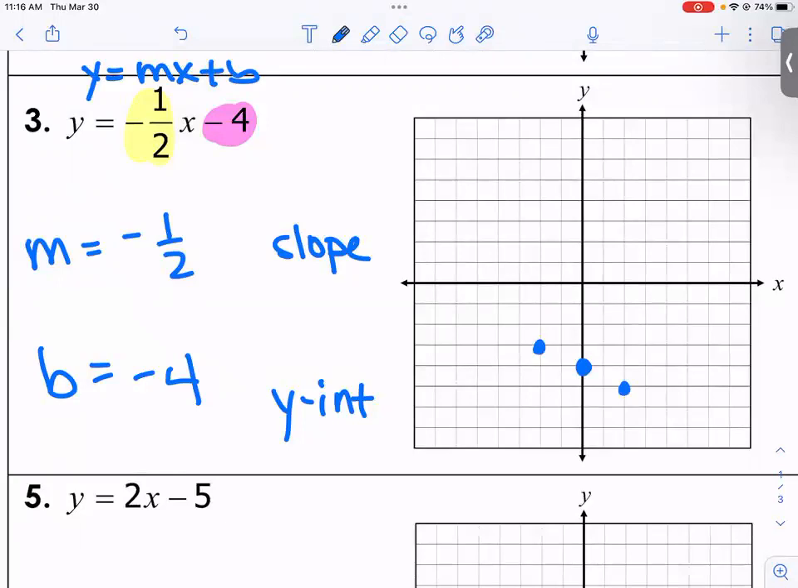So some of you found me these 2 points right there. Some of you went down 1, right 2, down 1, right 2. Some of you in green went up 1, left 2, up 1, left 2. It doesn't matter. They're on the same line. You just need to make sure that your rise over run makes that line fall.